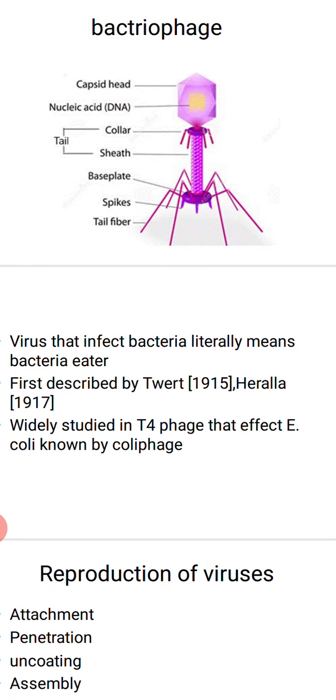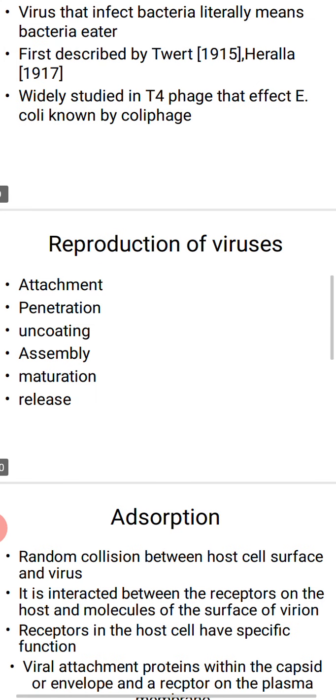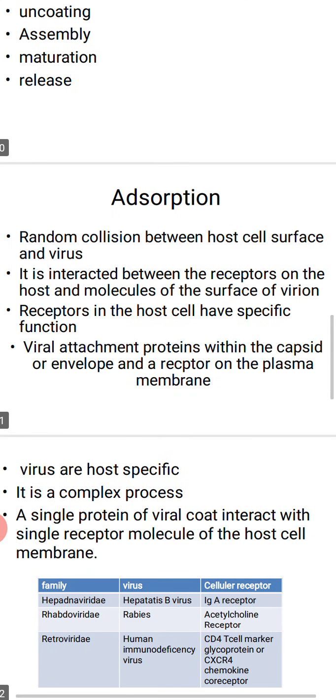We already said that viruses that infect bacteria are literally bacteria eaters, or bacteriophages. It was first described by Twort in 1915 and d'Herelle in 1917, and widely studied in the T4 phage that infects E. coli, known as coliphage. And the reproduction steps, as we said: attachment, penetration, uncoating, assembly, maturation, release.